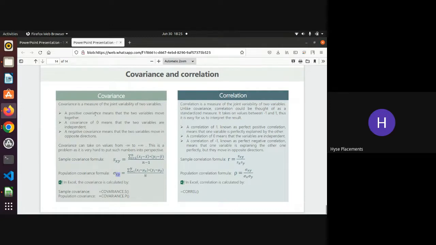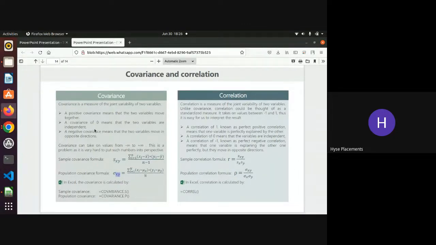Okay, a positive covariance means that the two variables move together. What do you mean by this? If the X value is increasing, the Y value is also increasing. That means they're moving together. For example, the initial point X value is 1 and Y value is 1, the second point X is 2 and Y is also 2, the third point X is 3 and Y is also 3. Likewise, the values increase accordingly. They move together in an increasing order, or in a decreasing order as well. In decreasing order also, if they are moving together, that is called positive covariance.